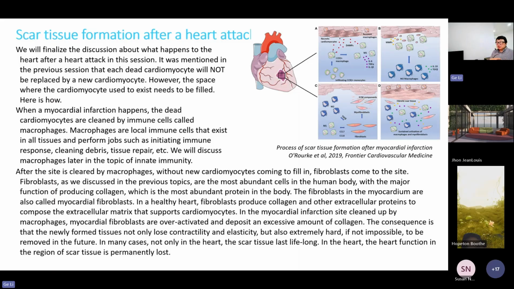And then this collagen becomes so thick that it cannot be penetrated further by other stuff. And this thick collagen stays there forever. This is commonly what we call scar tissue. And the scar tissue, as we mentioned in the last topic, cardiac output, the scar tissue cannot contract. It permanently reduces the elasticity and the contractility of the heart. And that's why, in most cases, a heart attack will leave a permanent scar tissue in the heart and also a permanently reduced heart function.